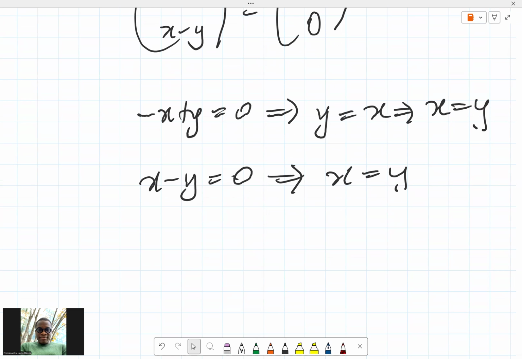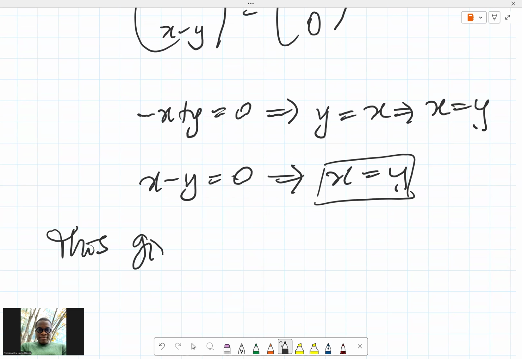Okay, so we have this, right? x is equal to y. x is equal to y simply means that they are in ratio 1 to 1. So see that this always gives x equals y.